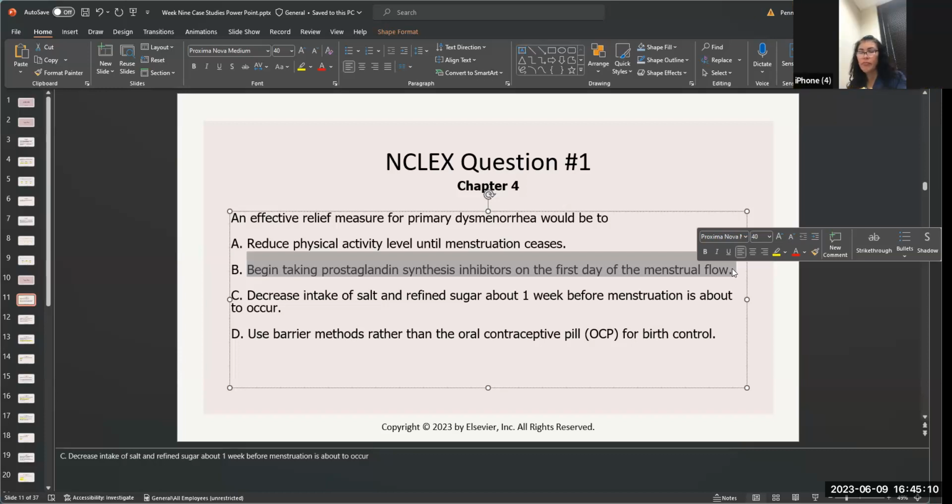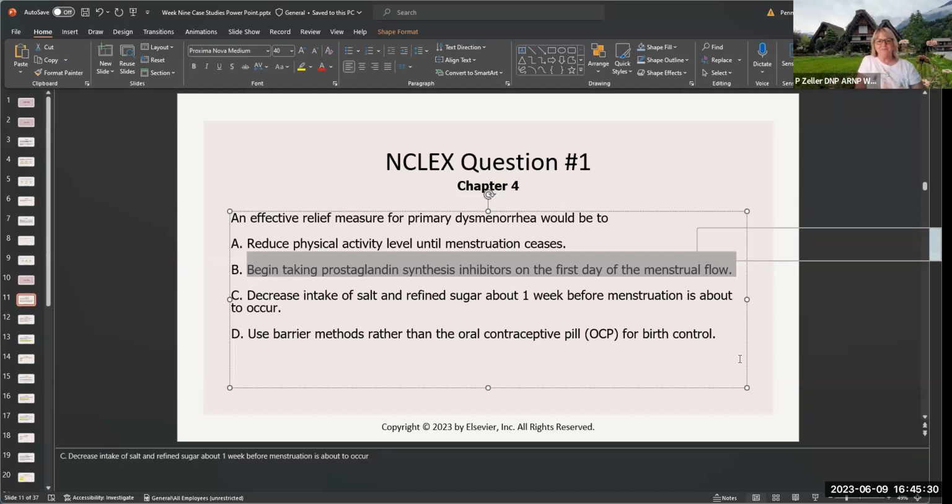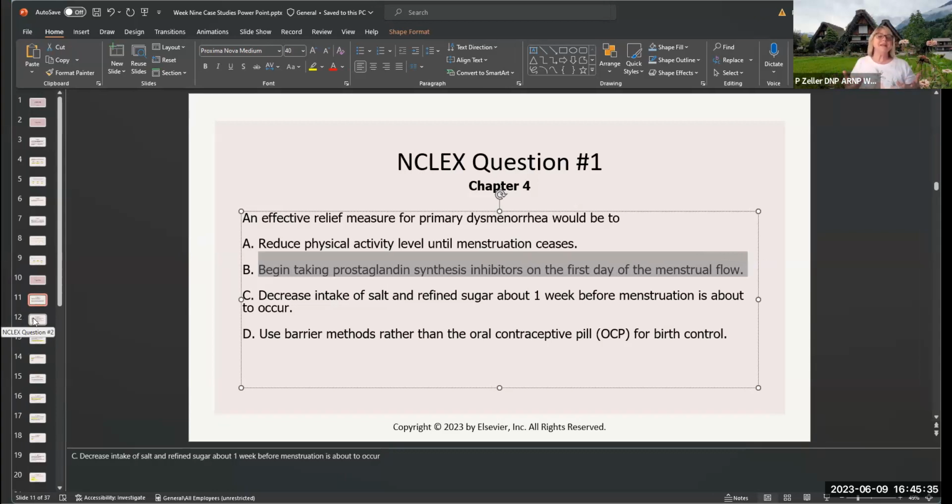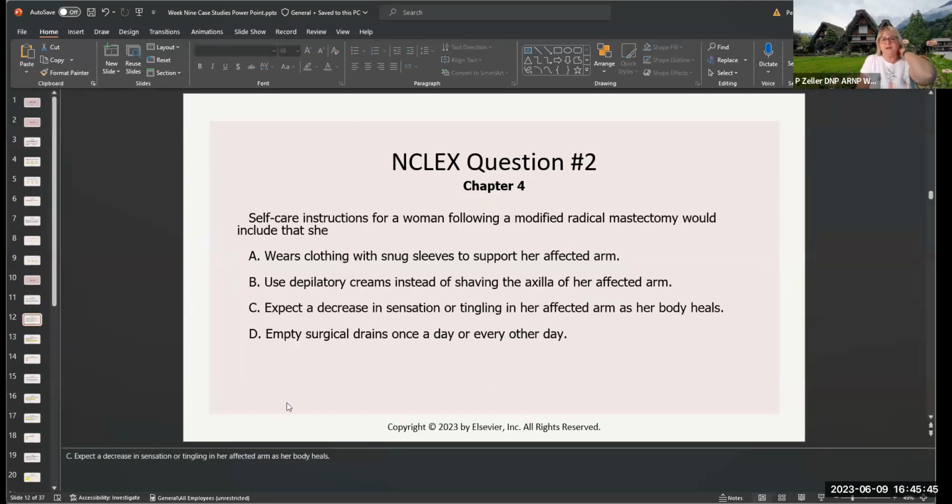Okay, so I always recommend naproxen, brand name Aleve, is a good choice, and then ibuprofen. Those are called prostaglandin synthesis inhibitors or antiprostaglandins. Okay. None of those other things are really actually increasing activity helps improve blood flow to the uterus. The rest of them are insignificant or ineffective.